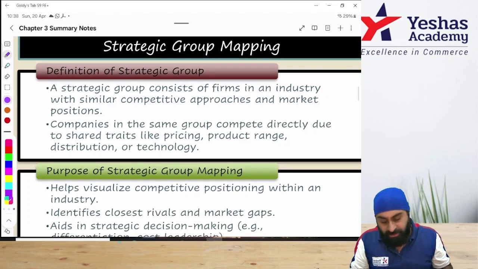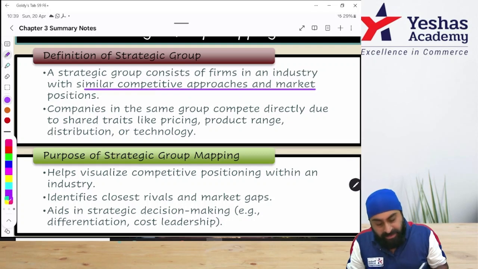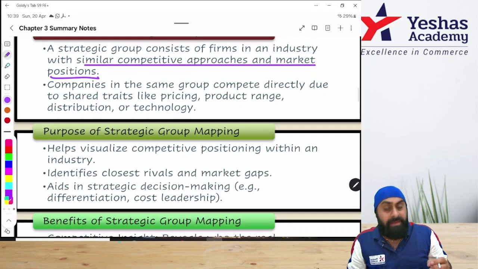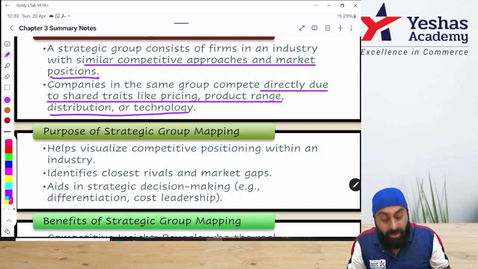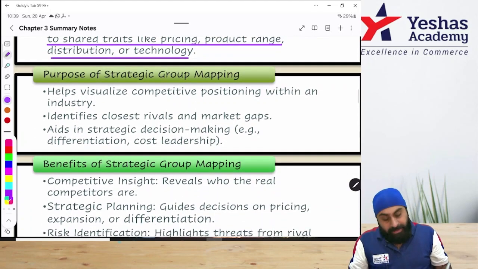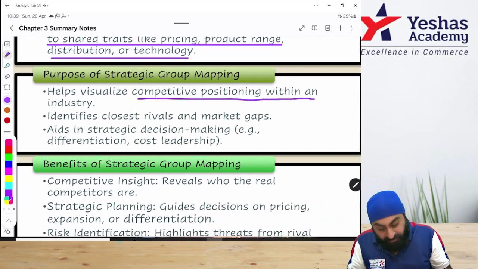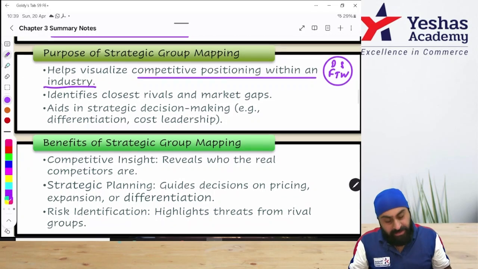So, what is strategic grouping and mapping? A strategic group consists of firms in an industry with similar competitive approaches and market positions. Companies in the same group compete directly due to shared traits like pricing, product ranges, distribution, or technology. Purpose of strategic grouping and mapping: it helps in visualizing competitive position within an industry, to understand which position you belong to. Are you dominant? Are you strong, favorable, tenable, or weak? That is what it is.